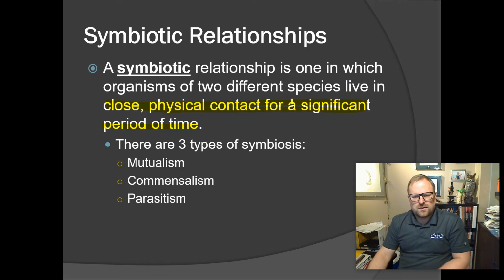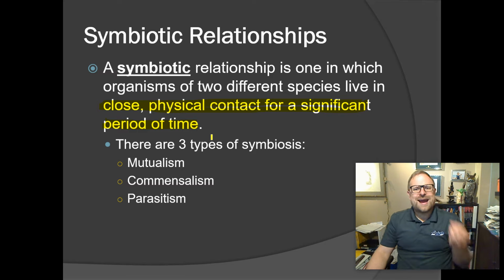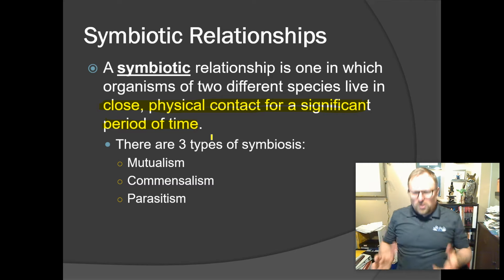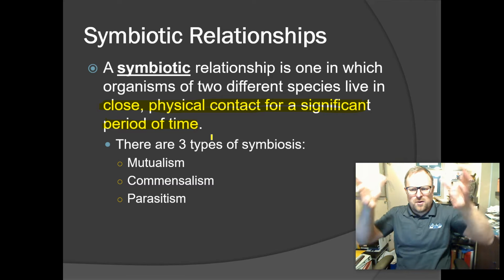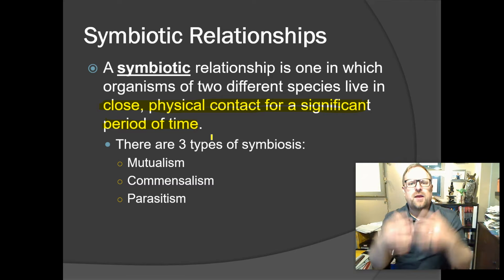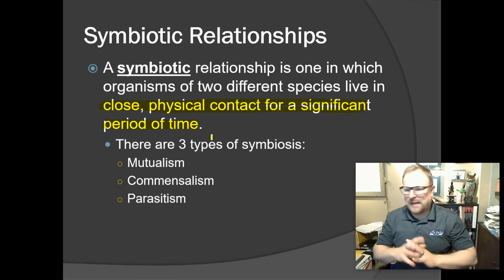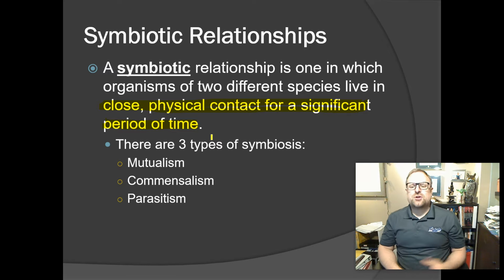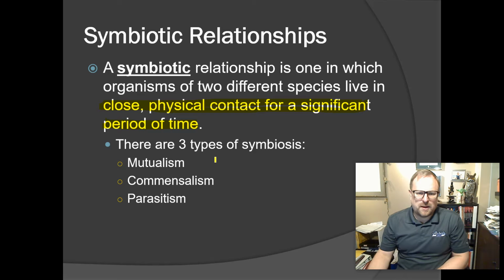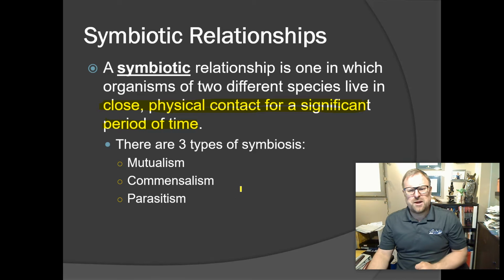That's important, okay? Because it is not predatory, or it's not a predator-prey relationship. This close physical contact happens for a while. In a predator-prey relationship, the hawk comes down, grabs the gopher, kills it. That's the level of interaction. That's it. In these kinds of interactions, they happen over a long period of time. There's three kinds of symbiosis that take place, and I want to talk about each of them.